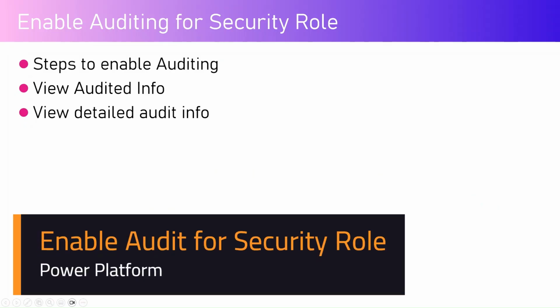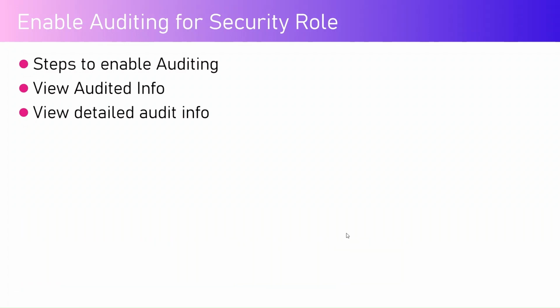In this video, I'm going to talk about auditing enablement for a security role. Now, this is specific to audit report. Audit report basically gives you information about the security role actions which you perform within a Power Platform environment. Now, remember, this auditing is just for security role auditing.